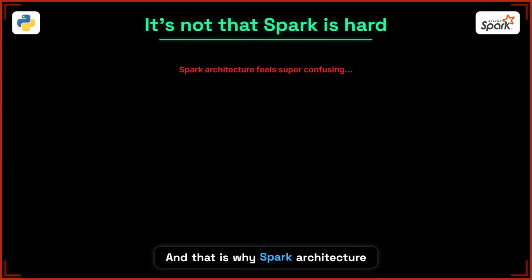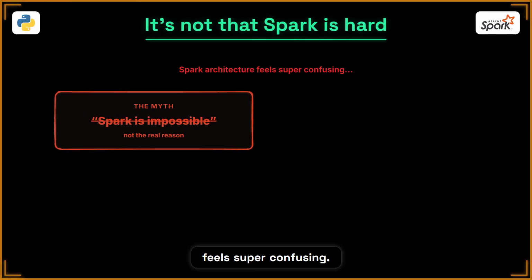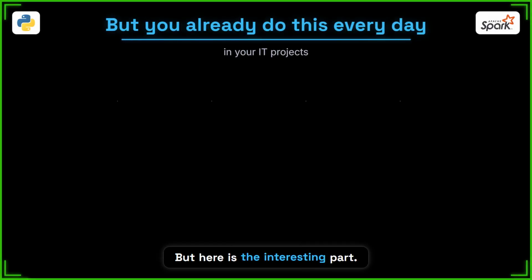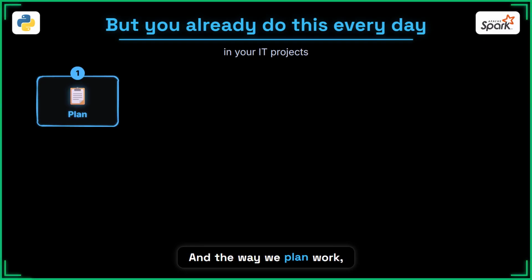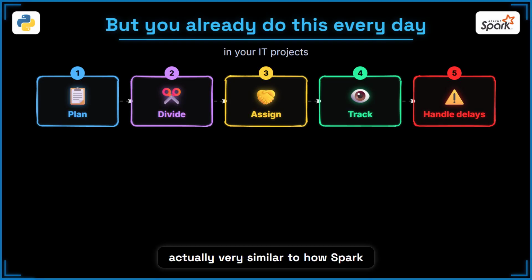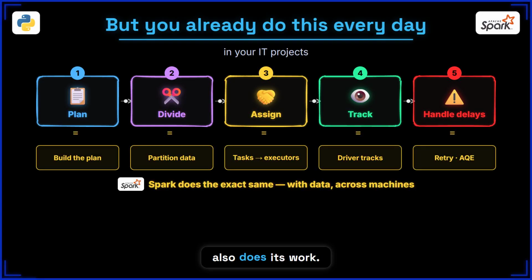And that is why Spark architecture feels very confusing. Not because Spark is impossible, but because we are trying to learn it as a completely new technical vocabulary. And here is the interesting part. A lot of us are already working in IT projects, right? And the way we plan work, divide it, assign it, track it, handle delays, and complete it is actually very similar to how Spark also does its work.